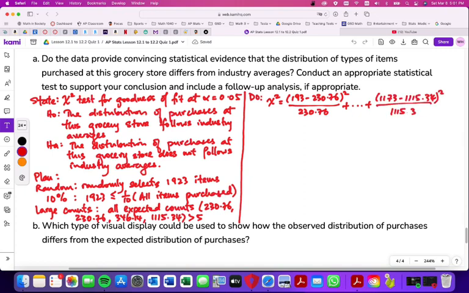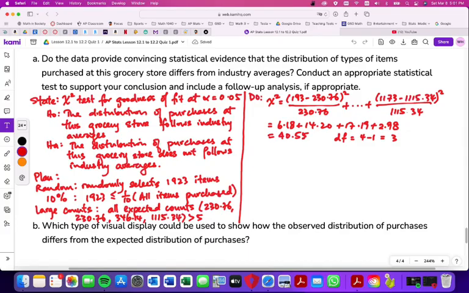So it's 1173 minus 1115.34, squared, divided by 1115.34. Then you calculate each individual category, there are 4, and you add it up. The chi-square statistic is 40.55 with the degrees of freedom.